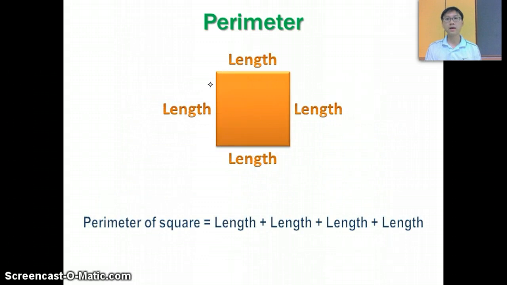Now, when we look at a square, one thing you have to understand is that all four sides are equal. So this side is equal to this side, is equal to this side, is equal to this side. All four sides are equal. So length plus length plus length plus length will be the perimeter of my square.